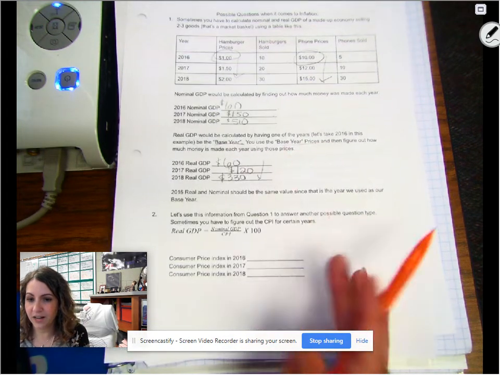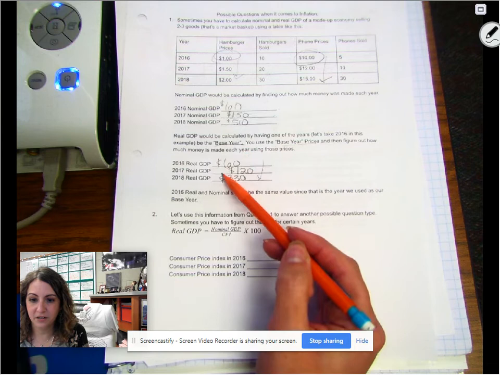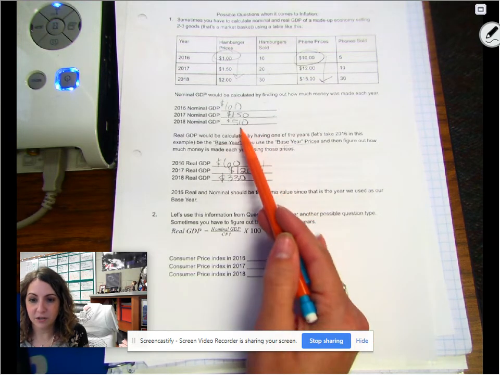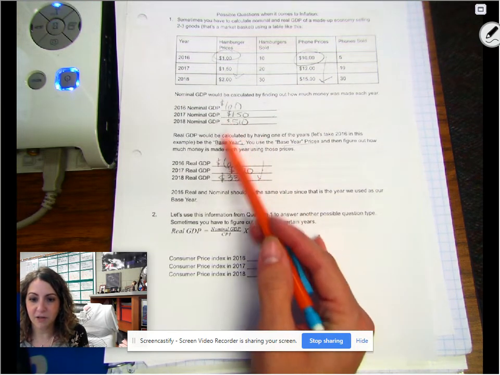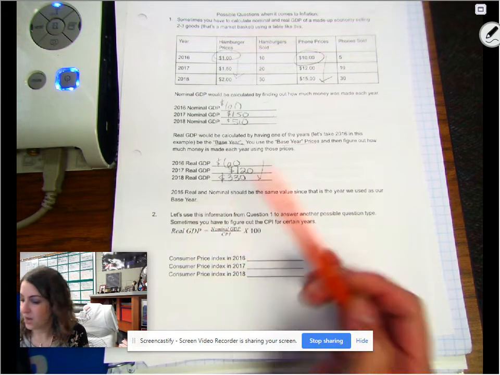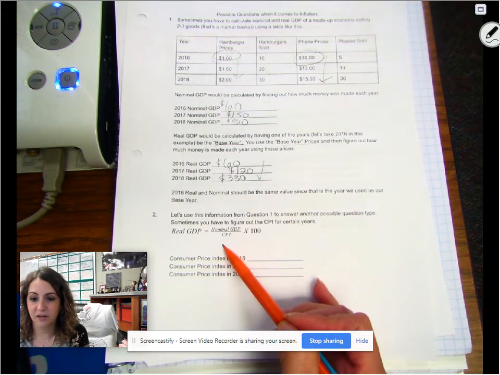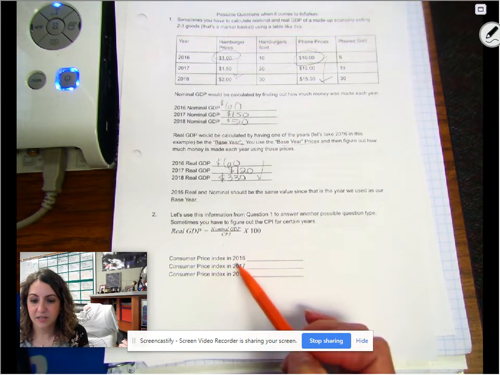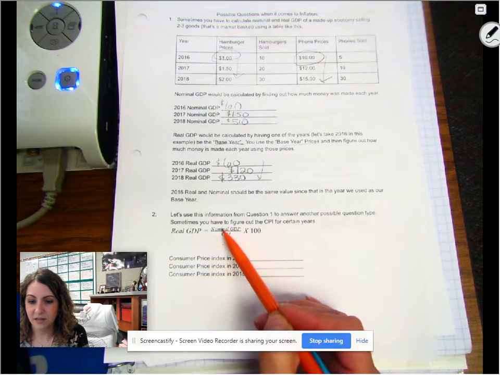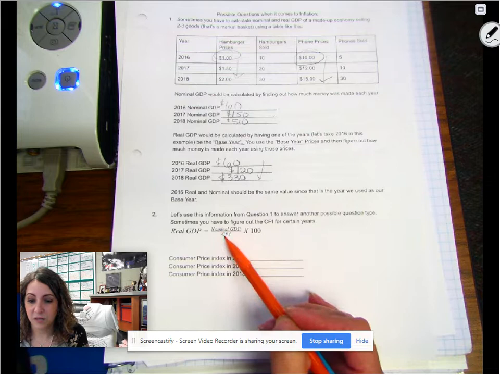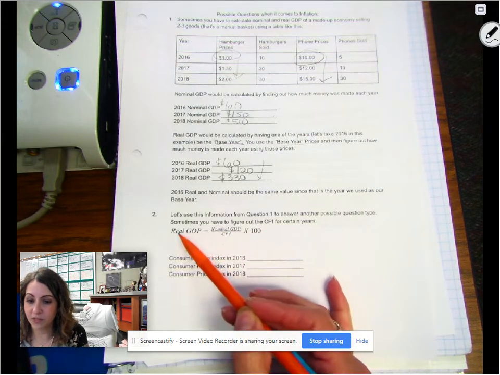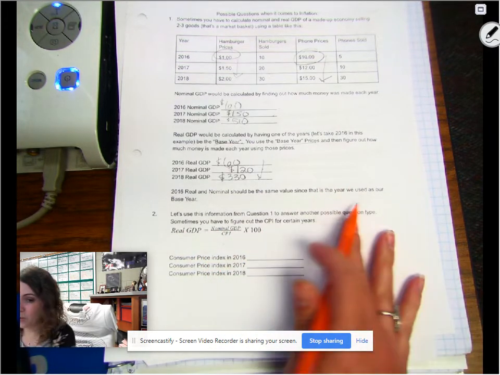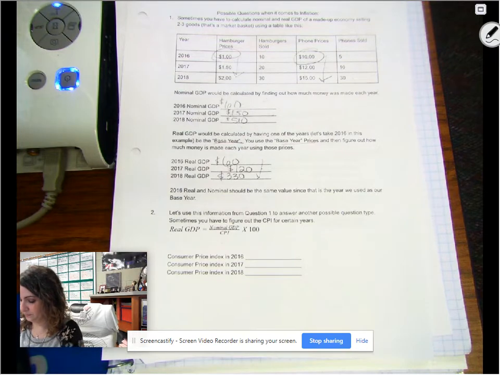Well, hey, you know what? I just solved for real here, and I solved for nominal here. If I plug nominal and real into this equation, I could probably figure out CPI. So in 2016, it's the nominal from 2016 over CPI times 100 equals real from 2016, which the equation looks something like this.